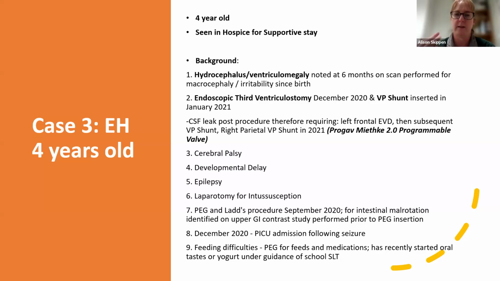And then because of all these problems that we think probably originated congenitally from birth, he was diagnosed with cerebral palsy and had developmental delay. He also had epilepsy and some other GI issues which were completely separate, such as a laparotomy for intussusception and subsequent issues with that. And then he had issues with seizures as well.